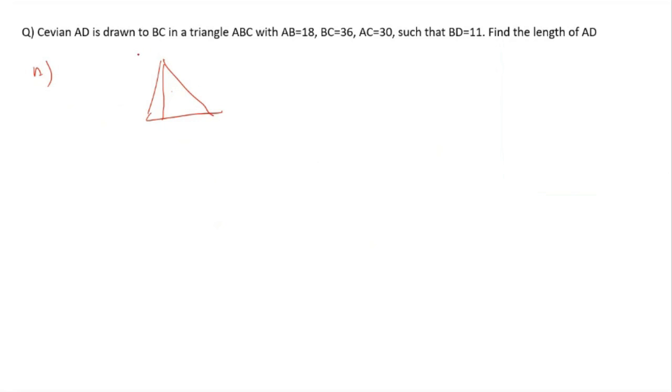Right. Okay. Cevian AD is drawn to BC in a triangle ABC with AB 18, BC, okay, sides are given. Again, it seems like a lot of things are given, so it should not be that tough, but let's see how to deal with this. AB 18, BC 36, AC 30, BD, okay, cevian AD is drawn, so BD is 11. BD is 11, so I can automatically figure out this will be 25. Now I need to find out the AD length.